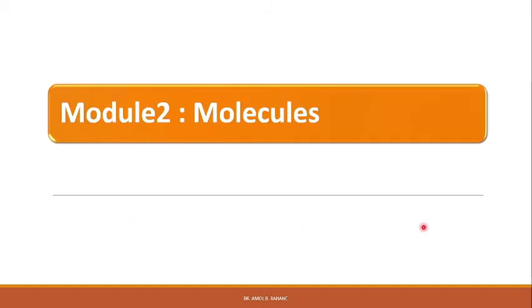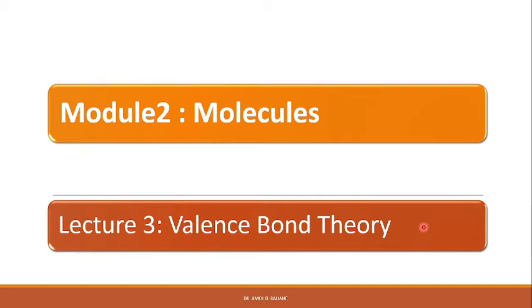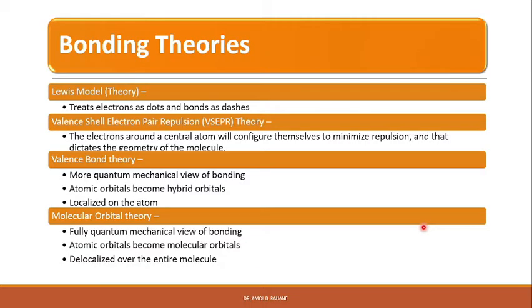So we are studying our second module, molecules. In this lecture we will study the valence bond theory. We have seen in the previous lecture different theories of bonding. In the previous lecture we studied the molecular orbital theory. In this lecture we will study the valence bond theory.